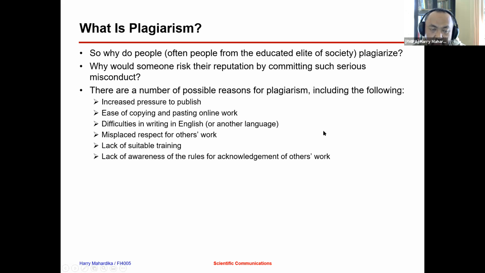And then, the first three are kind of easy to understand as to why plagiarism is happening. The fourth one is the misplaced respect of others' work, because in the past, especially when access to international or scientific journals was not online, many of them were separated or divided by certain ideology or politics.